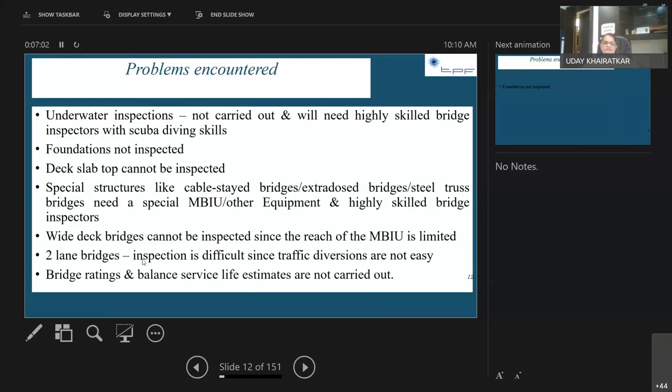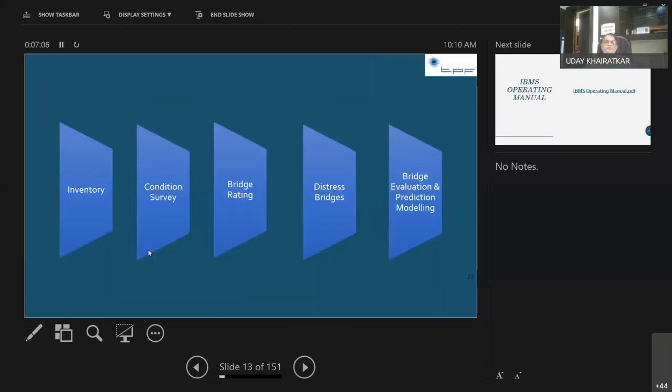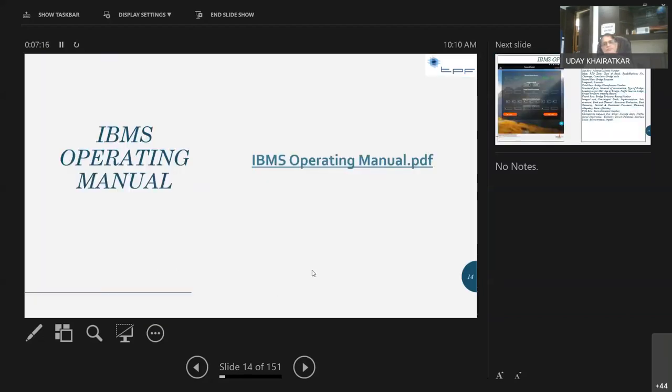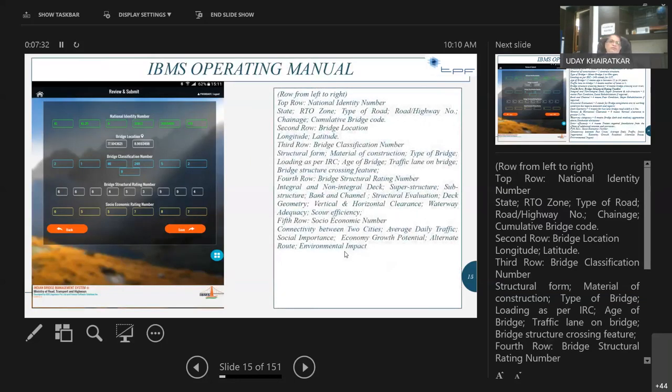Bridge rating and balance service life was not carried out by us for this MBIU work in Kerala. So this is generally the flow of our presentation. I'll start with the inventory and condition survey. Actually, IBMS has introduced one software which was developed by IDDC. This manual is there. I can share the manual with all of you. This is the type of operating manual and the rating has been given.